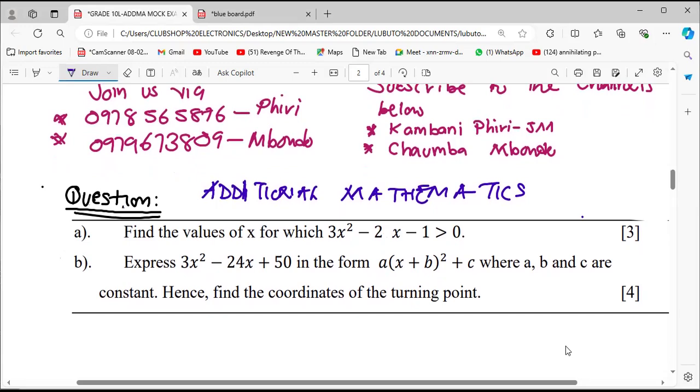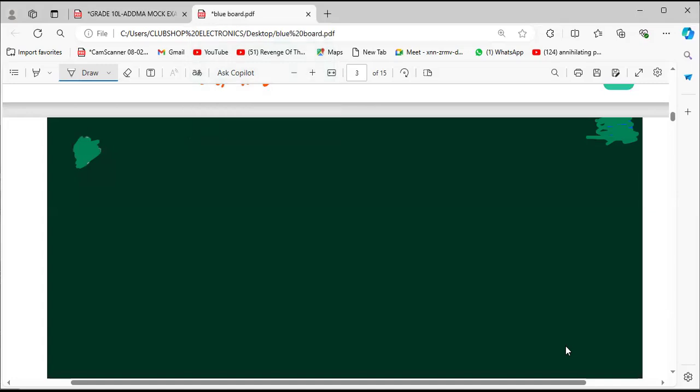So the first question we are saying, find the values for which 3x squared minus 2x minus 1 is greater than 0. All right, so now, how do we solve quadratic inequalities? I hope this presentation will be able to help you solve that problem. So I would encourage you to pause the video, give it a try. Then let's compare.